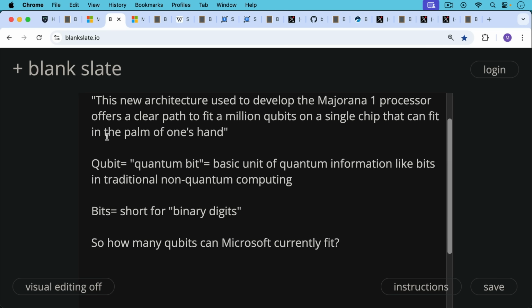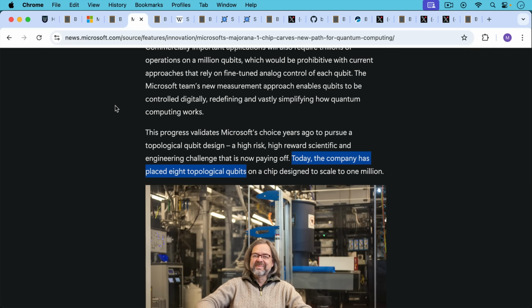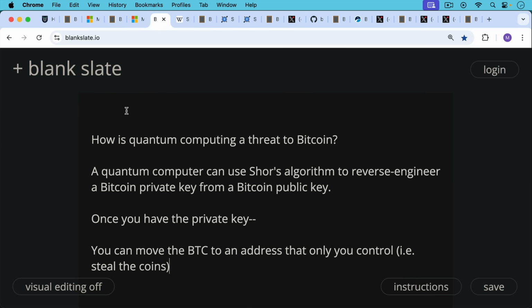So how many qubits can Microsoft currently fit on their chip? They can scale it up to a million qubits, they say. Currently, they can only fit 8 topological qubits. So they're very far away from a million.